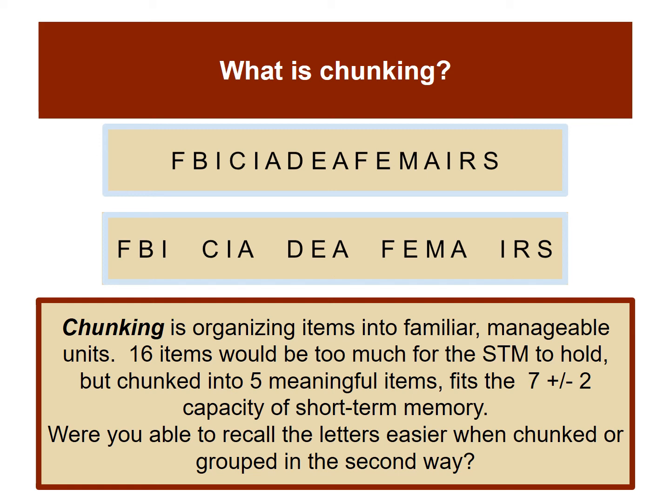So what is chunking? Chunking is organizing items into familiar, manageable units. 16 items would be too much for the short-term memory, or the STM, to hold, but chunked into 5 meaningful items fits the 7 plus or minus 2 capacity of short-term memory. Were you able to recall the letters easier when chunked or grouped in the second way? So you have the first way, and then you have the second way. The second way are probably 3 or 4 letter combinations that you can associate with something else, which we'll get to a little bit later in the lesson.